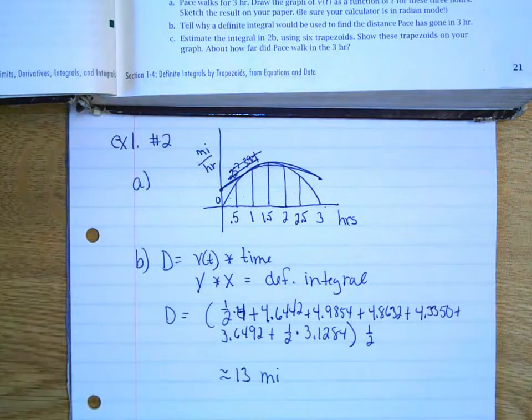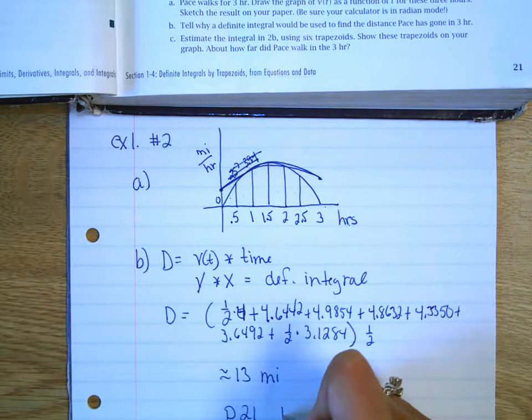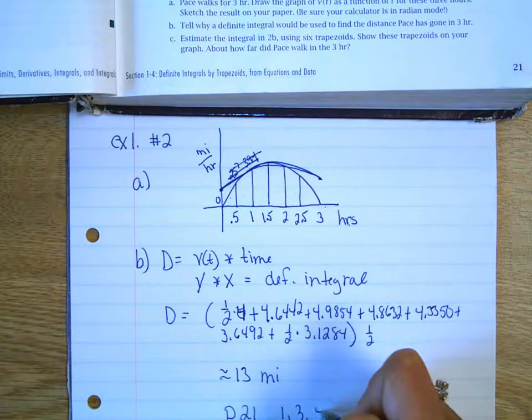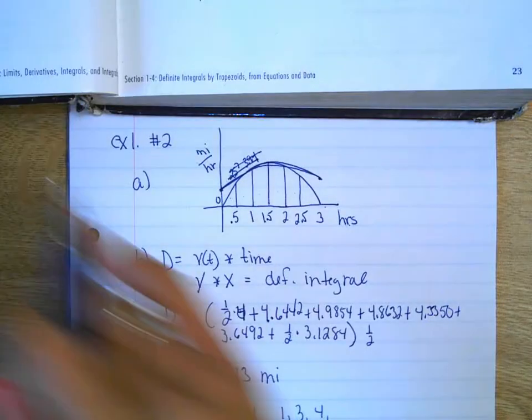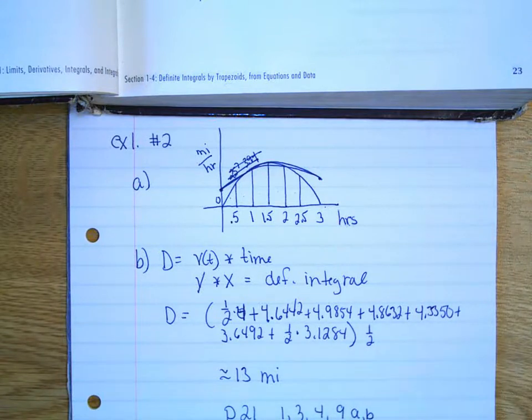Okay, that's all I have. So what was new here was this new trapezoid rule. Definitely the calculator is a great tool to get comfortable with. Your assignment then on this section is going to be 1-4 Calc, page 21, problems 1, 3, 4, and 9, parts A and B. And that's it.